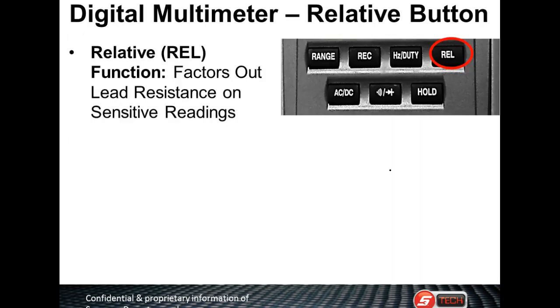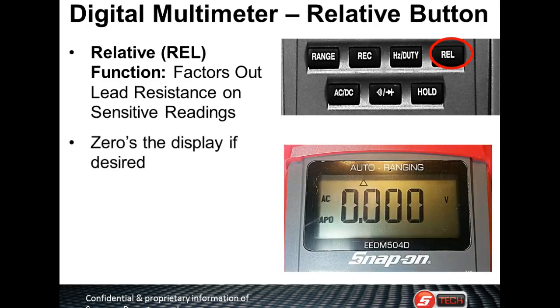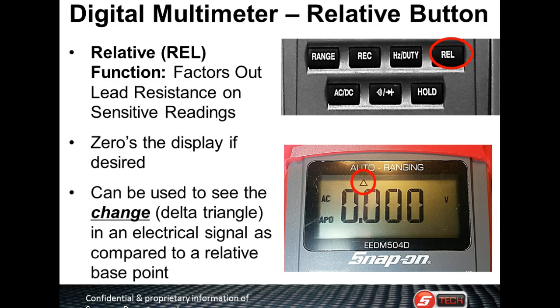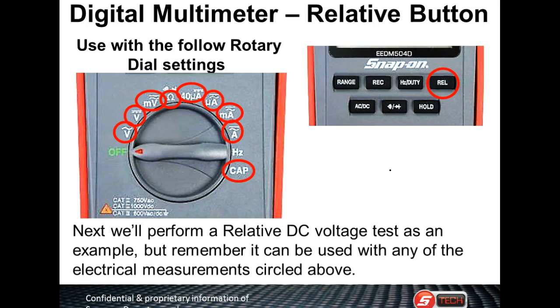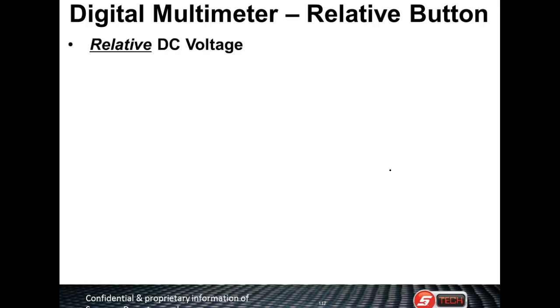Are we okay? So relative is a neat feature. What relative does is it measures relative to some voltage that's already there. It zeroes the display if desired. It can be used to see the change, or the delta change, in an electrical signal as compared to a relative point that you establish. This works with all the measurements, even capacitance on this one. Next we'll perform the relative DC test as an example. Remember, it can be used with any of the electrical measurements circled above.